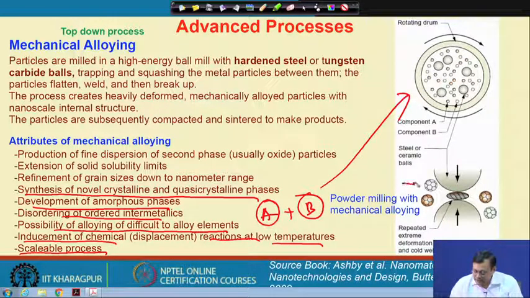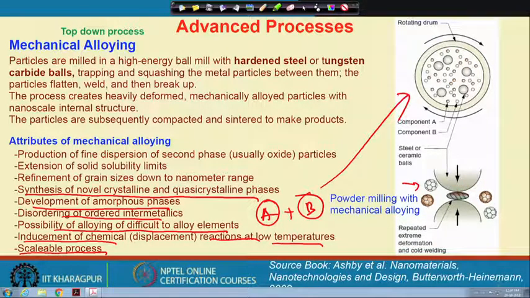Here a typical schematic is shown. If we repetitively hit two different compositions, they are hit by these very hard balls, then we deform the structures and both of these particles can be welded together. There will be some diffusion and they will be alloyed because the surface atoms keep on increasing.